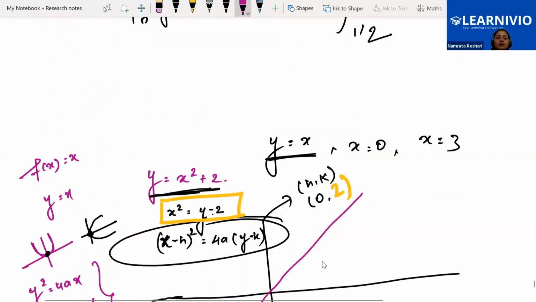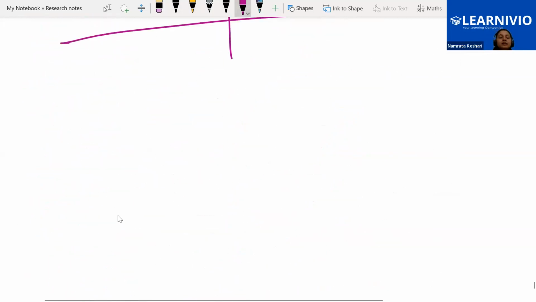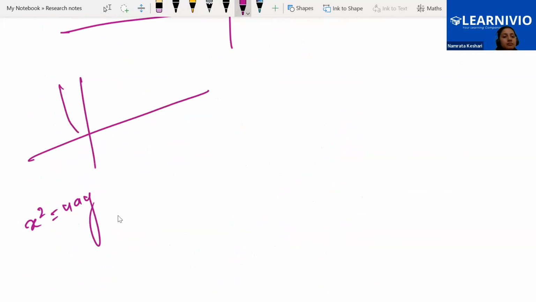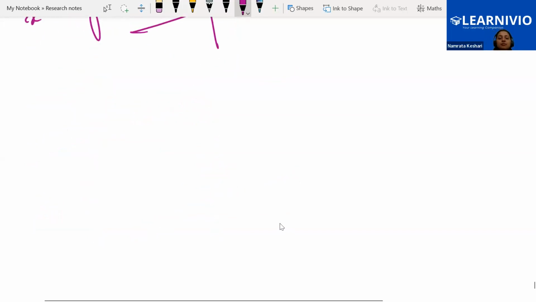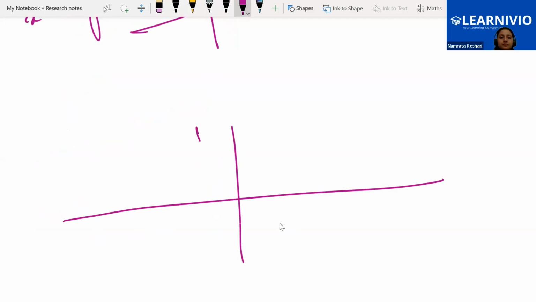It is x square equals 4ay. Parabola looks like this. Right, Murtaza? Vertex is (0, 0) over here. Do you know that? Yes, ma'am. And if we shift the vertex to (0, 2), our parabola will move upward and will look like this. The vertex is now here where x is 0 and y is 2. Any confusion? No, ma'am. Okay. So we will be having this parabola and y equals x as you said.